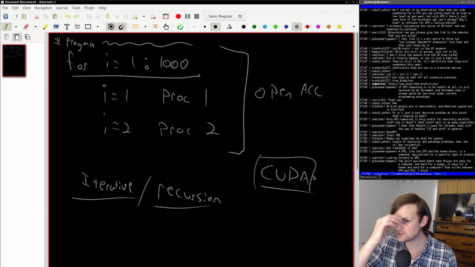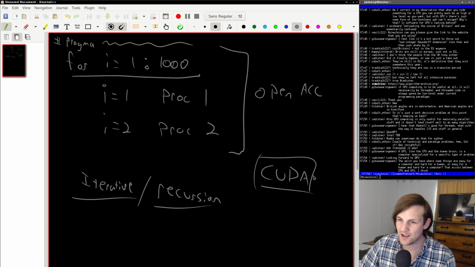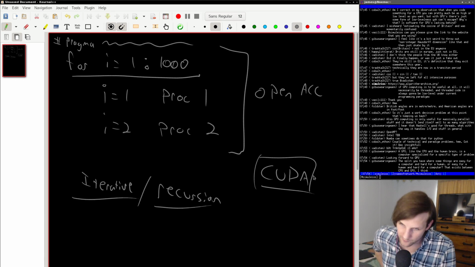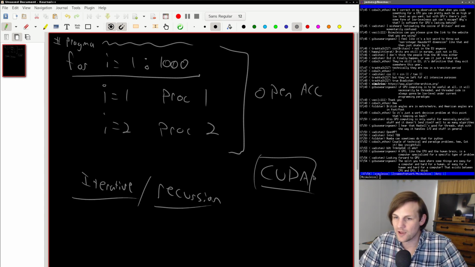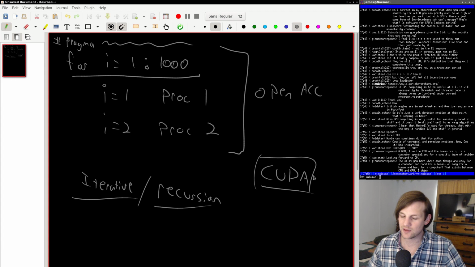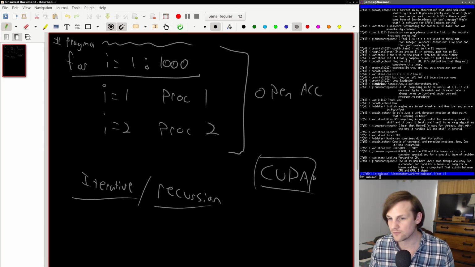A GPU, like a CPU and the human brain, is a computer specialized for a specific type of problem. Looking forward to QPU. Actually, I don't know when QPUs are going to be a thing. So, quantum processing units. The split where some things are easy for a computer and hard for a human, or easy for a human and hard for a computer, exists between CPU and GPU, I think. It's not as great of a divide, but you could argue there is a divide between problems that are easy for one architecture but hard for another.